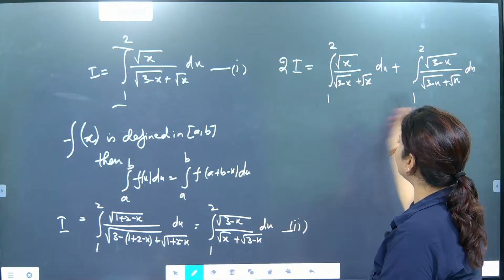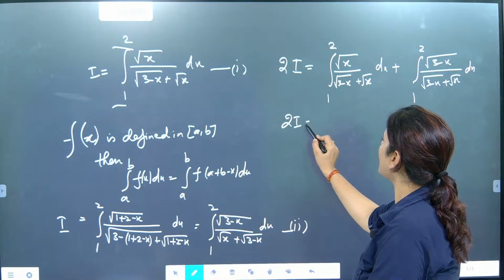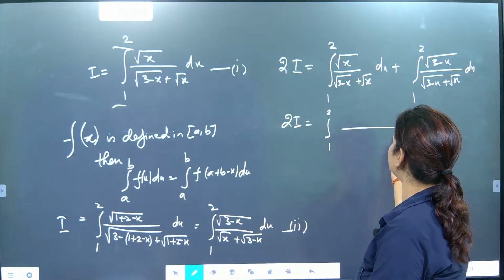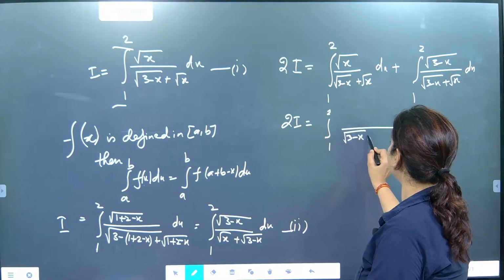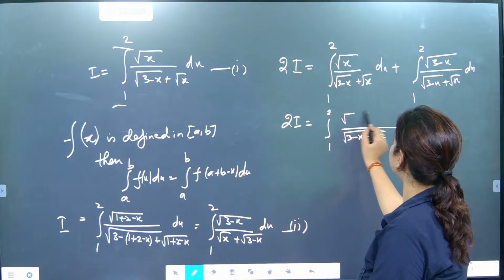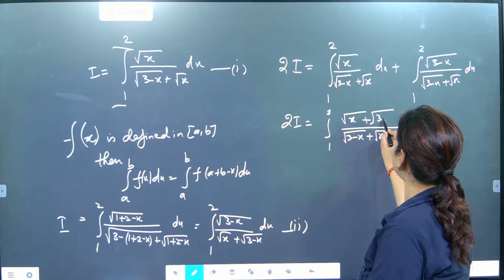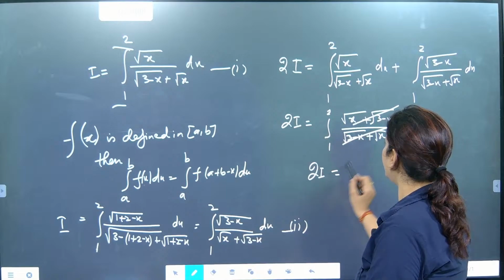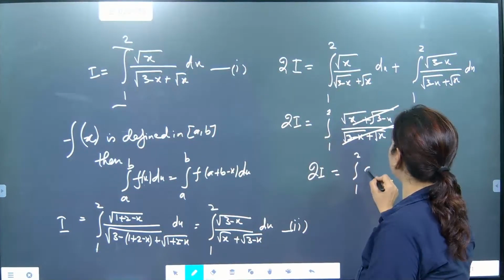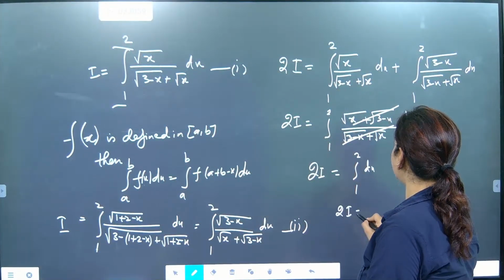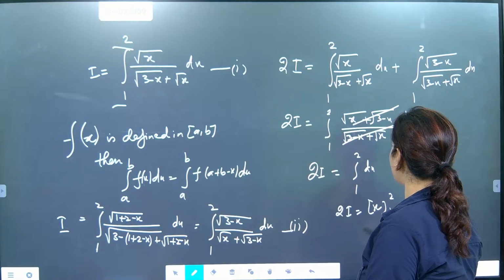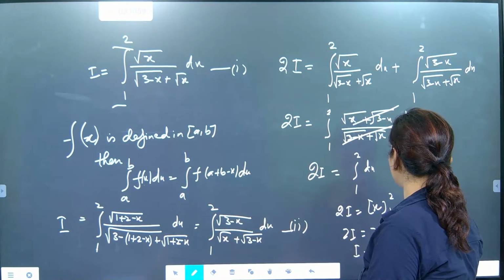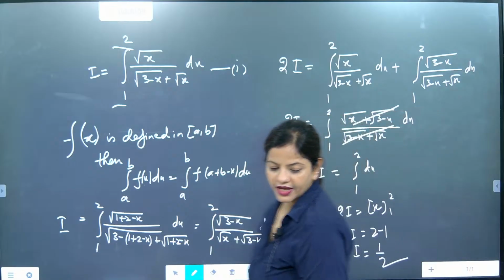So now we will add them together. 2I is equal to integral from 1 to 2. Numerator and denominator part is the same, so the LCM means the same thing will come, root under 3 minus x plus root under x, and here x plus root under 3 minus x dx. So this and this will be cancelled. So 2I is equal to integration of 1 to 2 dx. So 2I is equal to x from 1 to 2. So 2I is equal to 2 minus 1. So I is equal to 1 by 2. I is coming as 1 by 2.